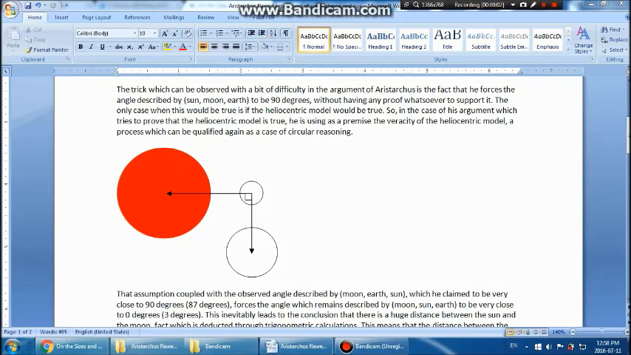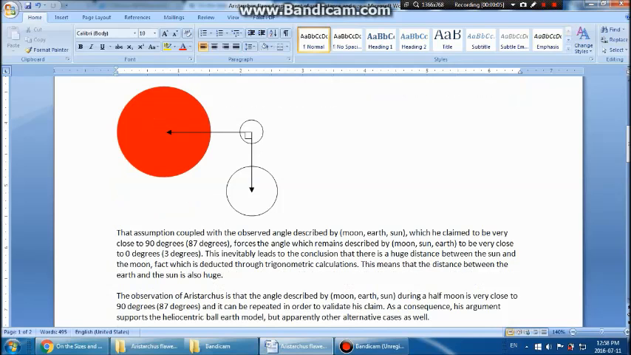That assumption, coupled with the observed angle described by moon, earth, sun, the angle denoted by phi in the Wikipedia diagram, which he claimed to be very close to 90 degrees because he measured it at exactly 87 degrees, forces the angle which remains, described by moon, sun, earth, to be very close to 0 degrees, an actual 3 degrees.